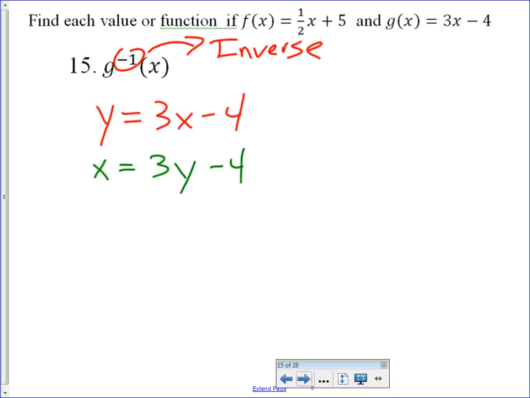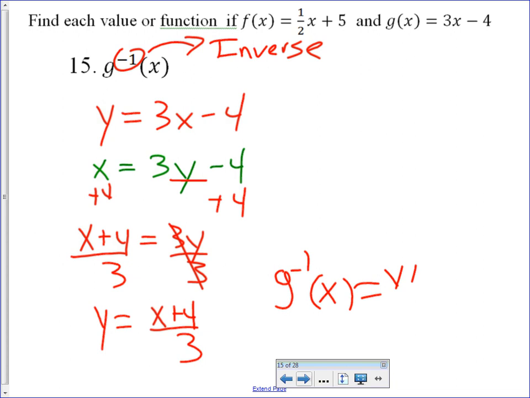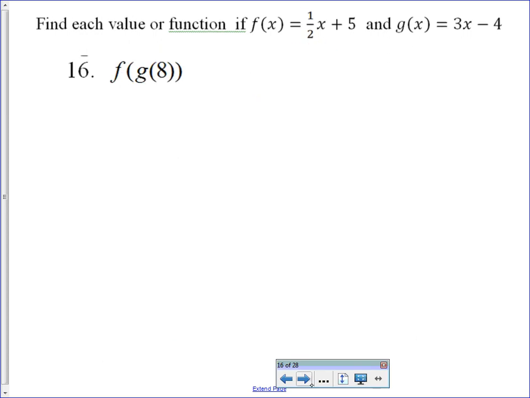And so now we just need to solve this for y. So I'll add 4 to both sides. And I'll get x plus 4 equals 3y. Divide both sides by 3. And I'll get y equals x plus 4 over 3. So I would say that the inverse of x is x plus 4 over 3. So that should be an x. Smartboard's a little weird on that side. Moving right along.